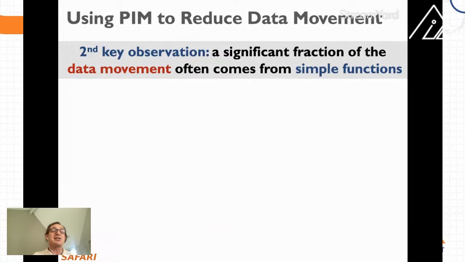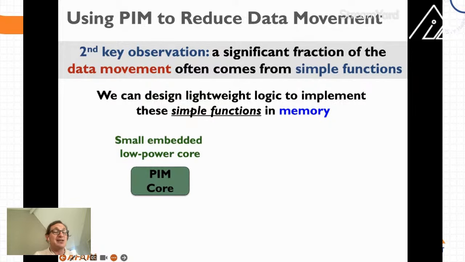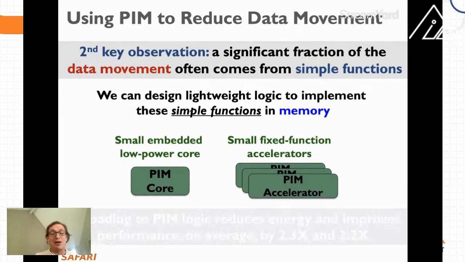But what enables us to do this simply is a second key observation. We found out a significant fraction of the data movement often comes from simple functions and applications. And you can actually design lightweight logic to implement simple functions in memory, like compression, decompression. You can execute these either in general purpose low power cores or small fixed function accelerators. In my opinion, you need to have both and also have some reconfigurable logic. So in the end, I think accelerators on the PIM side need to be heterogeneous as well.